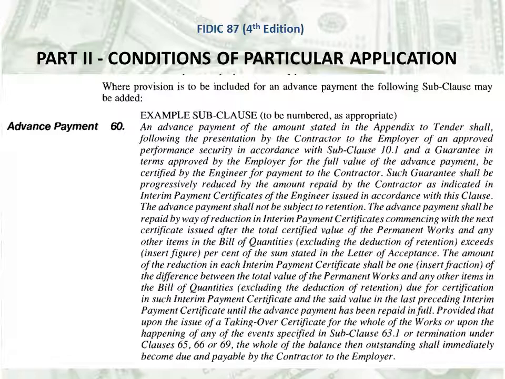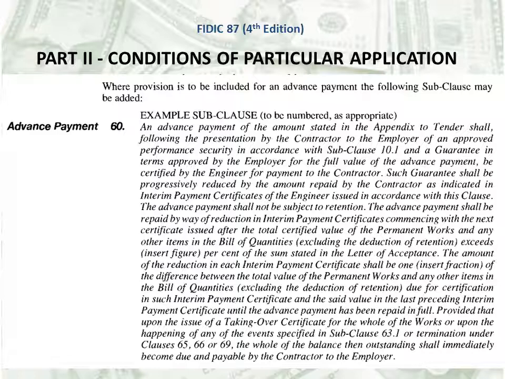the contractor. Such guarantee shall be progressively reduced by the amount repaid by the contractor as indicated in interim payment certificates of the engineer issued in accordance with this clause. The advance payment shall not be subject to retention. The advance payment shall be repaid by way of reduction in interim payment certificates, commencing with the next certificate issued after the total certified value of the permanent works and any other items in the bill of quantities, excluding the deduction of retention, exceeds insert figure, percent of the sum stated in the letter of acceptance.